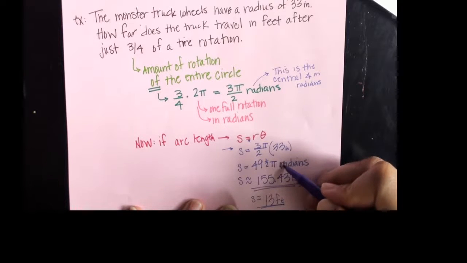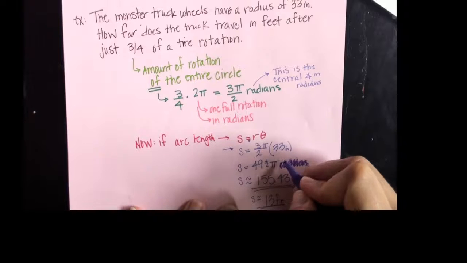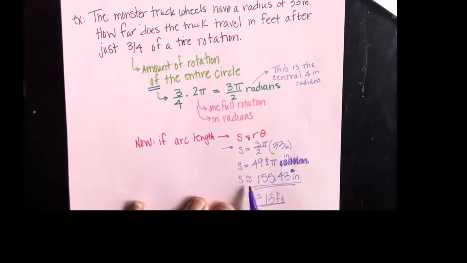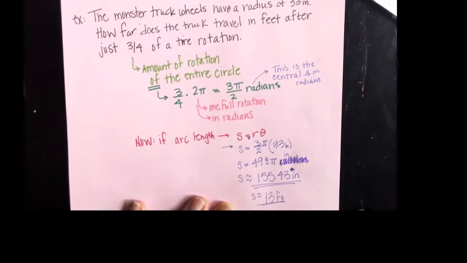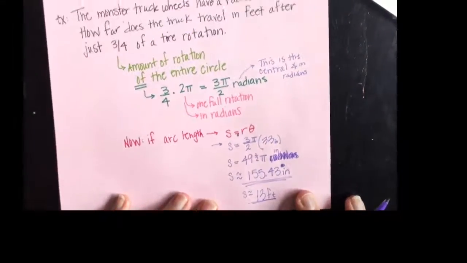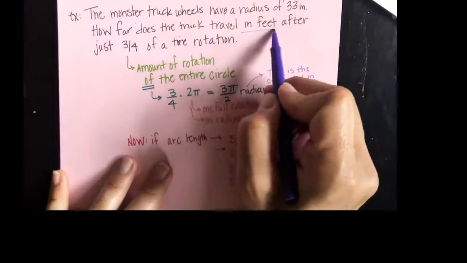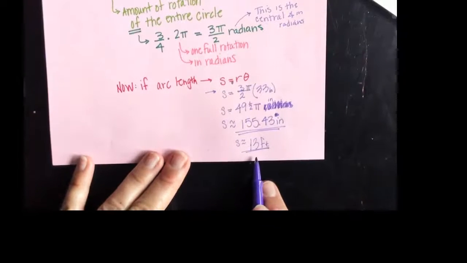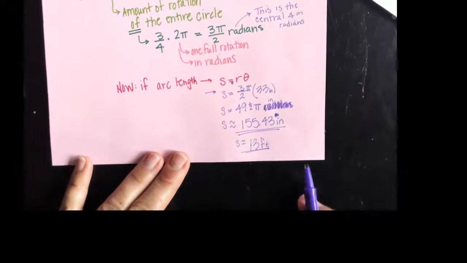49.5 pi inches. If we do multiply pi, it is 155.43 inches, which does convert because it does ask in feet. So we do have to divide by 12, and that is about 13 feet.